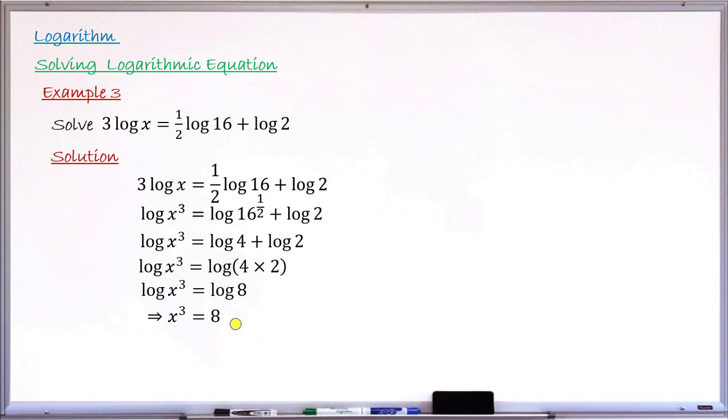What we now do is take the cube root of both sides to get x. So that gives you x equals cube root of 8. And cube root of 8 simply gives you the number 2. So the solution to this is now x equals 2. This is how we solve equations involving logarithms.